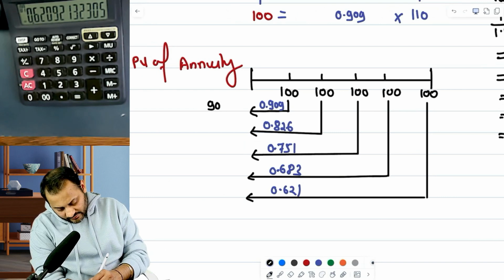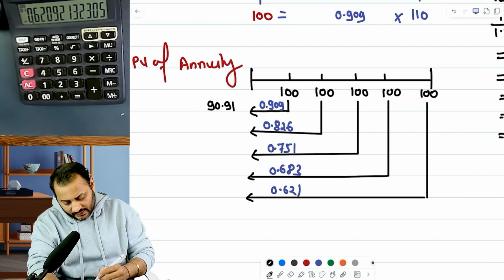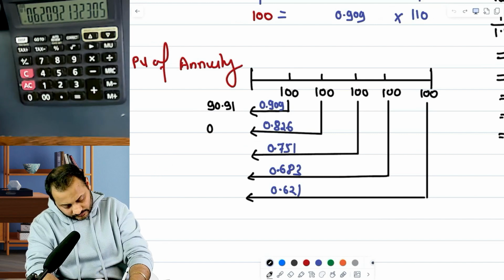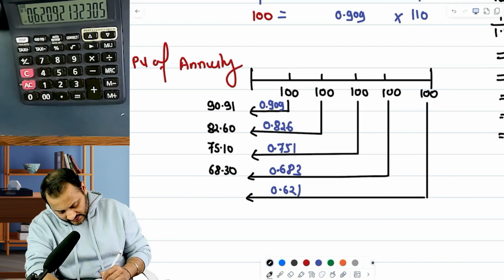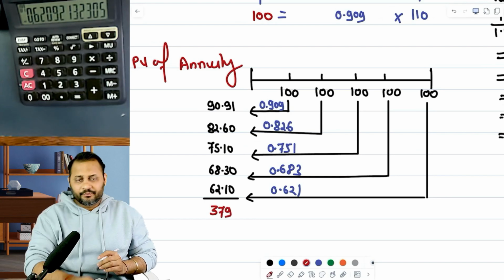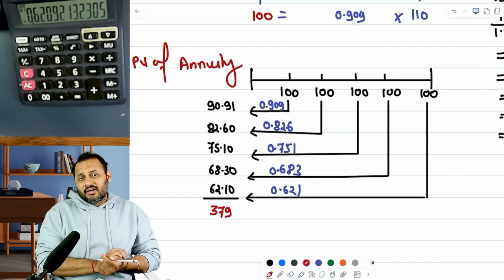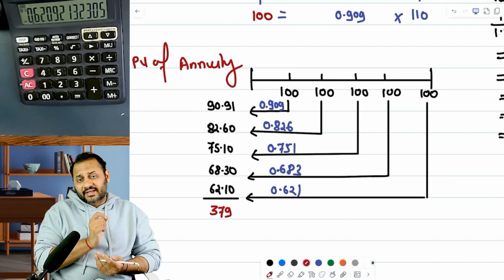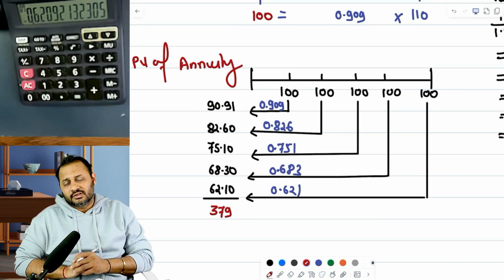We will have a present value of 90.91 after multiplying 100 with 0.909. Then 82.60, 75.10, 68.30 and 62.10. If you do the total of it, it will look like 379 rupees. So the cash flow every year that you are getting 100 rupees for the next 5 years, the present value of all those 5 years cash flows is nothing but 379 rupees.